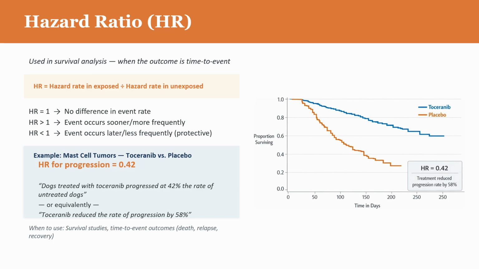HR less than 1 means the exposed or treated group experiences the event at a lower rate. In a treatment context, that's a beneficial effect. HR greater than 1 means they experience it at a higher rate, harmful effect. HR of 1 means no difference. One important caution: like the OR, the HR is not the same as the RR, and interpreting it as such can be misleading, especially when event rates are high or when the hazard ratio changes over time. We'll look at how to read Kaplan-Meier curves in Talk 3.5 when we cover survival analysis in full.